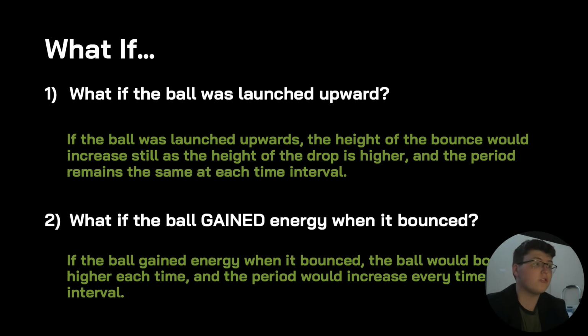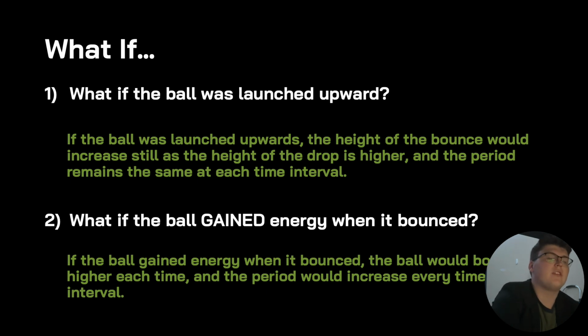Now for the what if questions. What if the ball was launched upward? If the ball was launched upwards, the height of the bounce would increase still, as the height of the drop is higher, and the period of each time interval will remain the same as it was before. And then what if the ball gained energy when it bounced? Well, if the ball gained energy when it bounced, meaning the restitution is actually greater than 1, then the ball would bounce higher each time, and the period would increase every time interval.